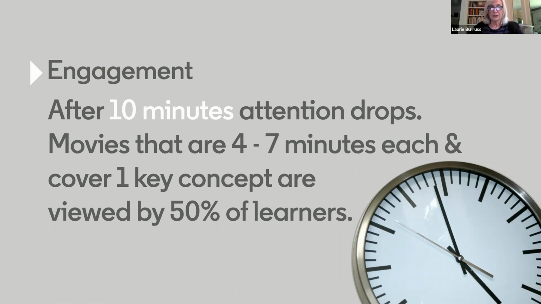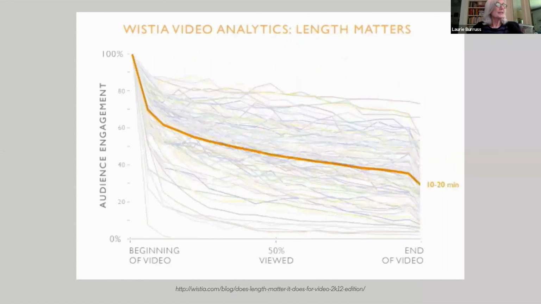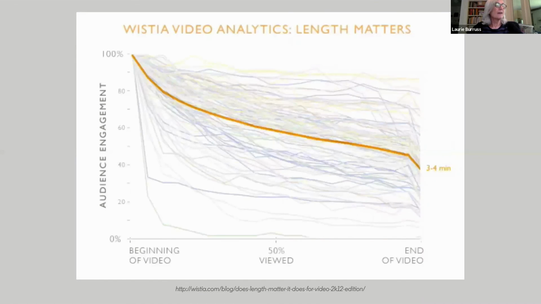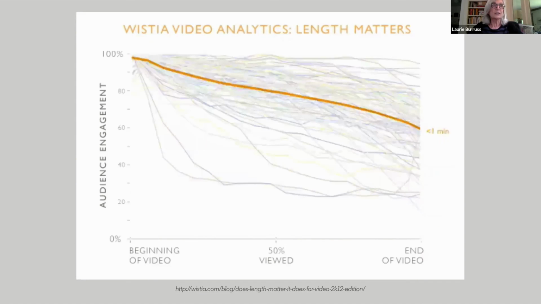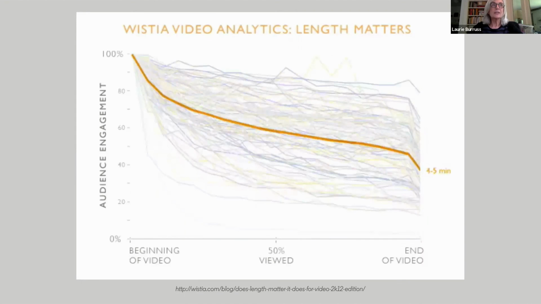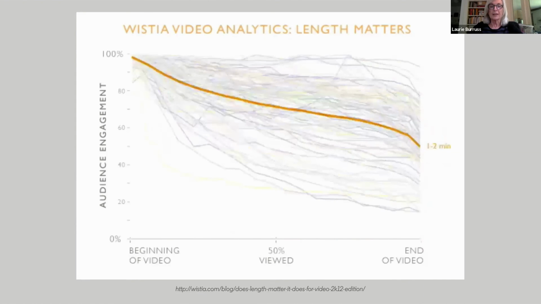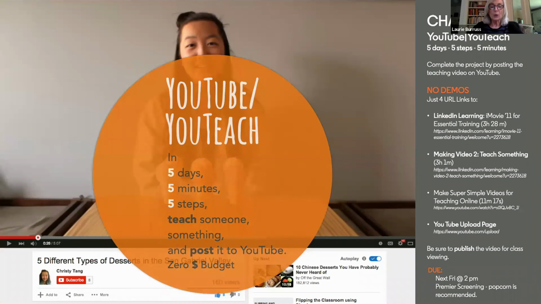50% of the learners. In this animation by Wistia Video, we see that if the video is time-stamped as 60 minutes long, 90% of all the viewers drop out in the first 60 seconds. But if the video is in that sweet spot of 4 to 7 minutes, about 50% of them stay and watch the entire video. So let's do a quick recap.